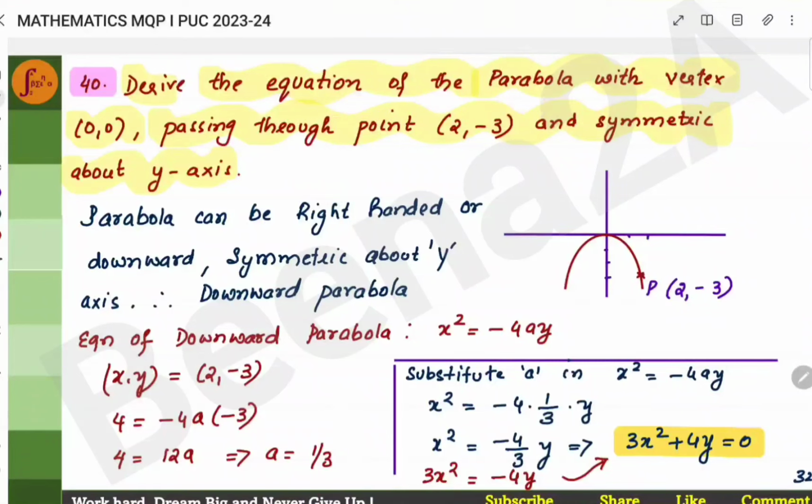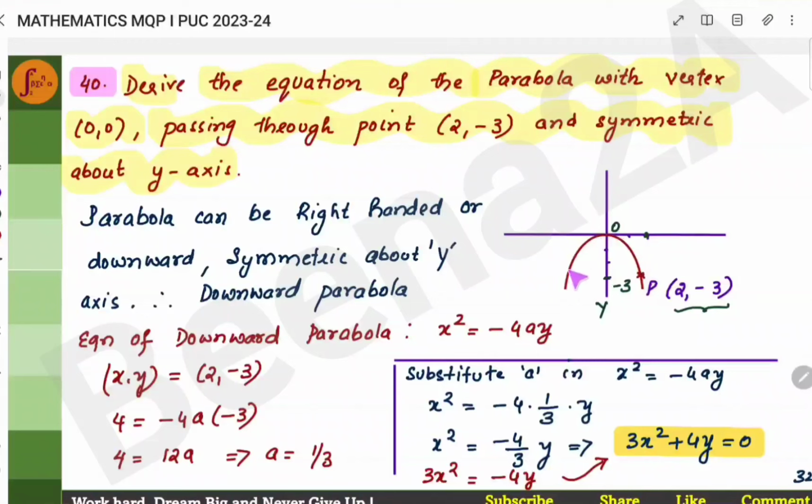Derive the equation of the parabola with vertex 0, 0 passing through point 2, minus 3 and symmetric about y-axis. Now you have to derive the equation of parabola. Vertex is 0, 0 means it's at the origin. This is the vertex. The parabola passes through point 2, minus 3. That means when x is 2 and y is minus 3, that is here. Y is minus 3 here and x is 2, right? Somewhere here. So this is the point, assume. So the parabola passes through this point, right?